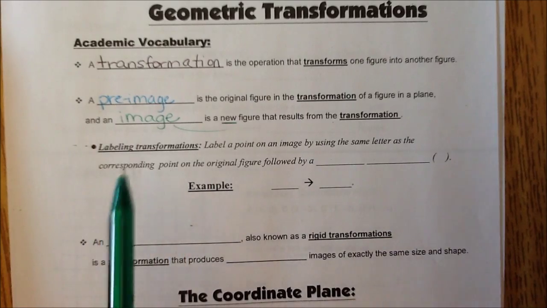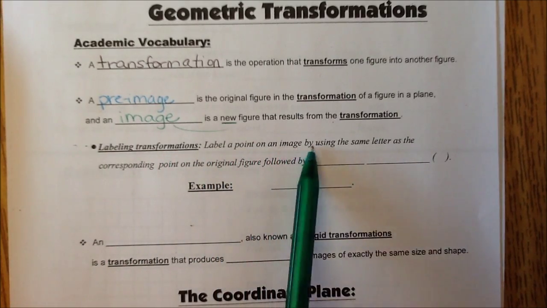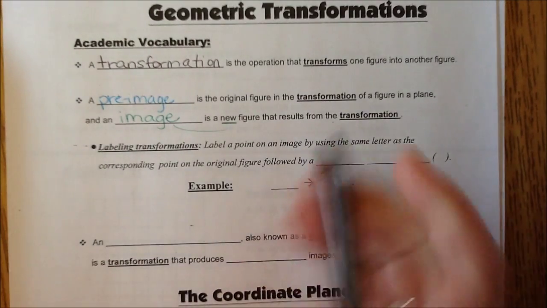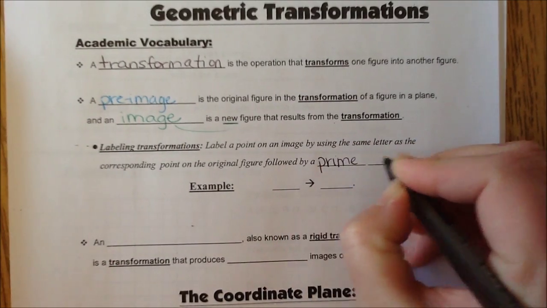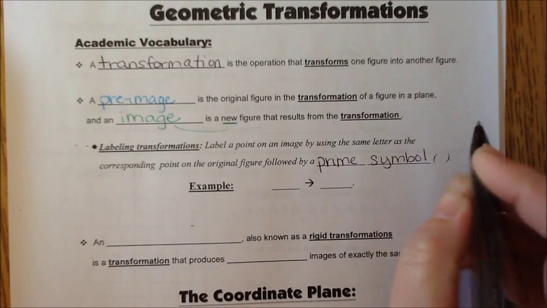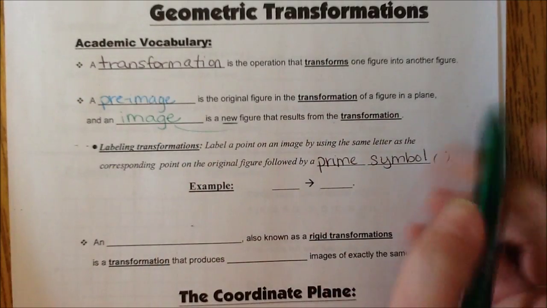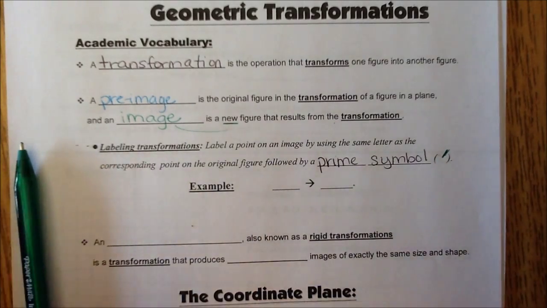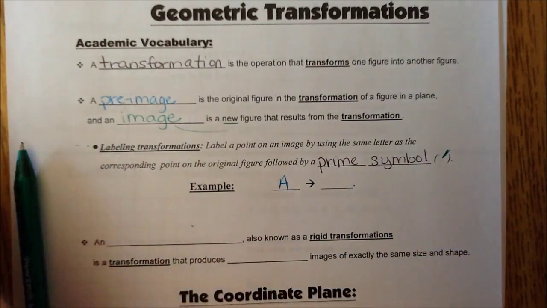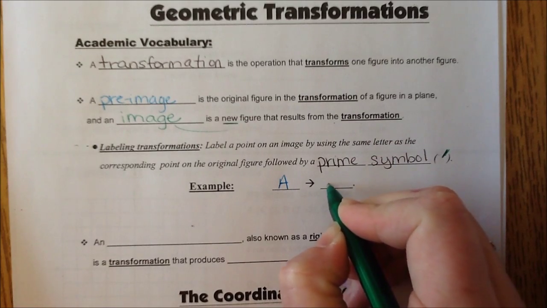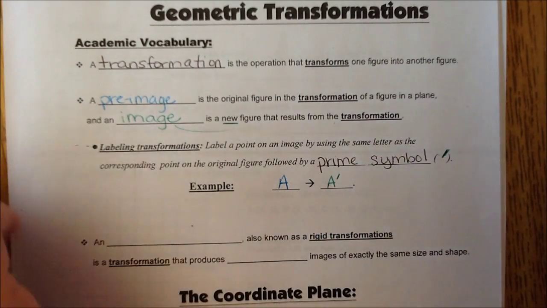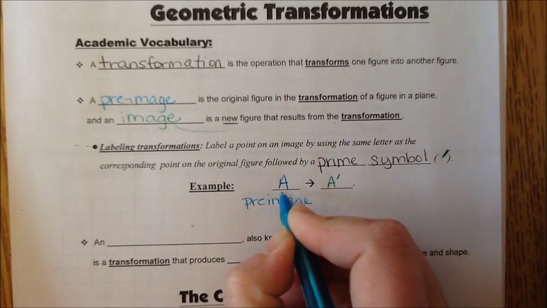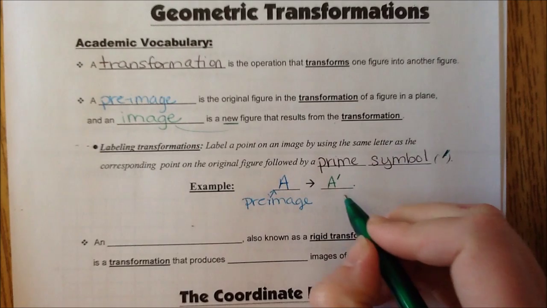When we're labeling transformations on a coordinate plane, label a point on an image by using the same letter as the corresponding point in the original figure, followed by a black prime symbol. It's like an asterisk. We're going to put that in green because we use it on our image. So in light blue, if our pre-image point was labeled A, then after the transformation it would be A prime. So this would be my pre-image, and then in green, this would be the image.